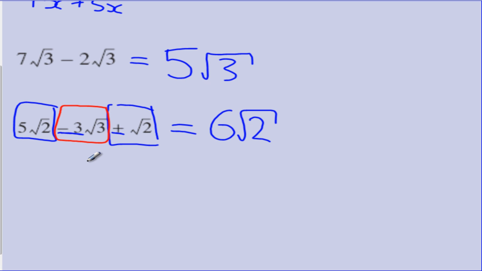The minus sign is before the 3 root 3, so the minus sign sticks around, and 3 root 3 has no other like terms, so it doesn't change. It just simply jumps on the end of our root 2's there. Okay, so that's basic addition and subtraction of surds.